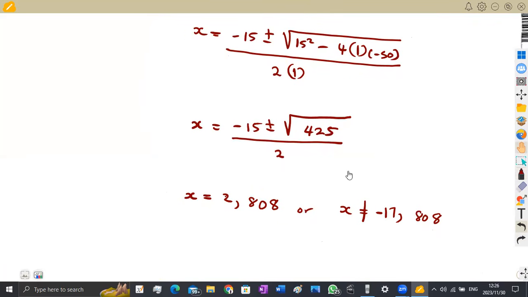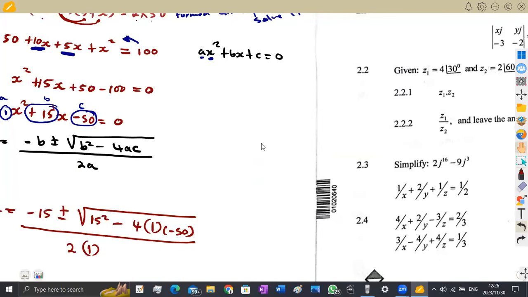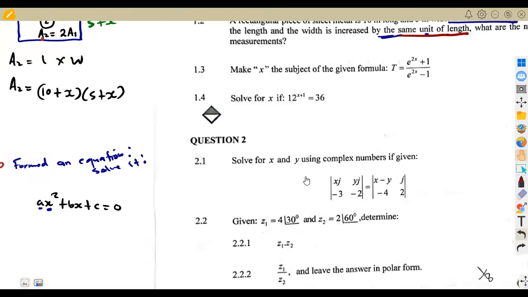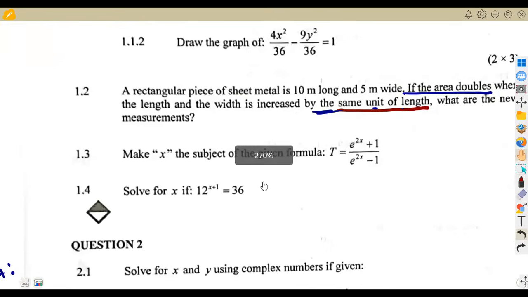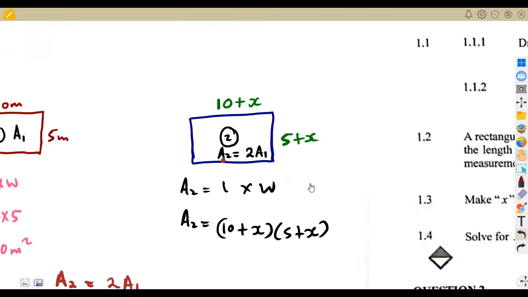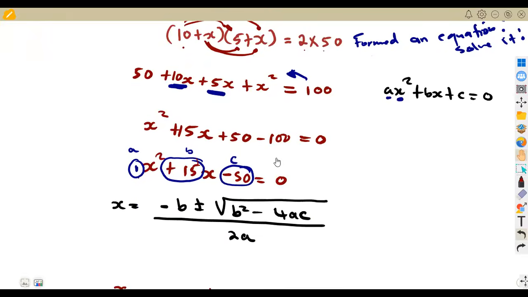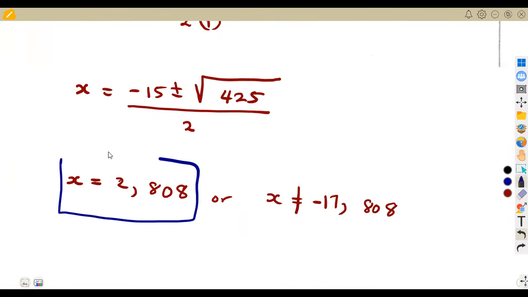But let us answer the question. Like I said, I'm going to use that value, the one that I stored on the calculator. I want to prove something from that value. But the question was not about finding X. The question is, what are the new measurements? On this rectangle, the X that satisfies our given statement is the positive one, 2,808. But what are the new dimensions in this case?